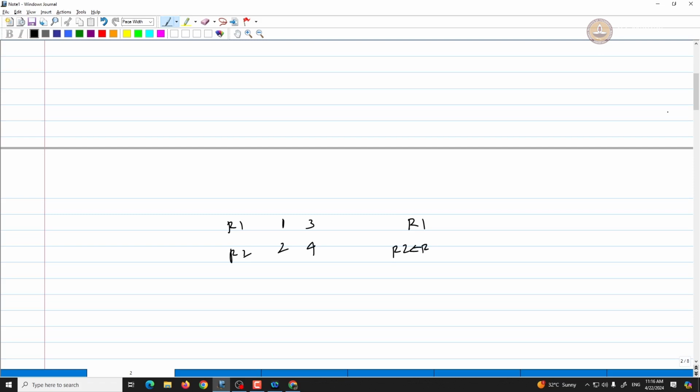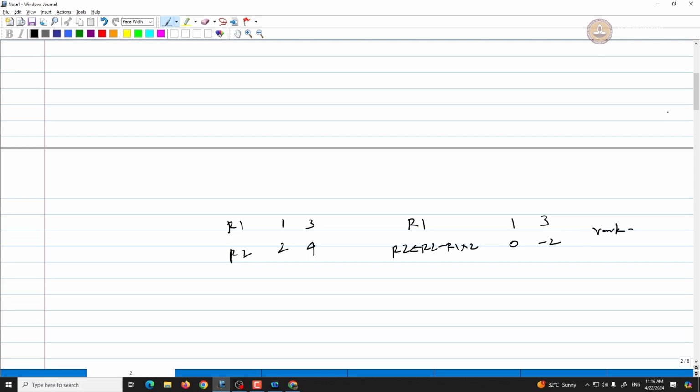And row 2 you replace with row 2 minus row 1 into 2. So you're going to get 1, 3 here. And then this is going to become 0. This is going to become minus 2. And at this point you can stop, right? So this is giving you a basis which is 1, 3, 0, minus 2.